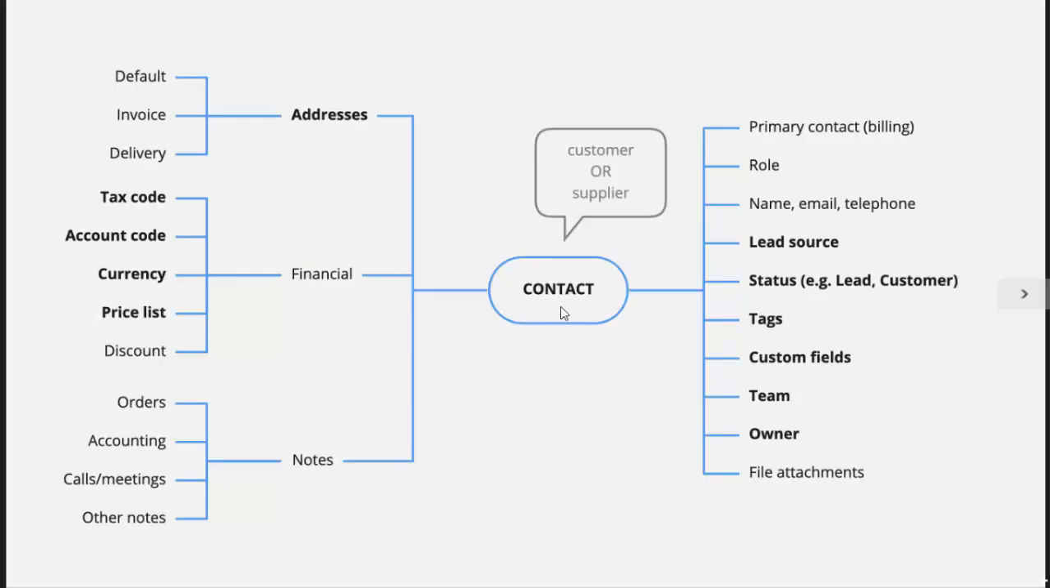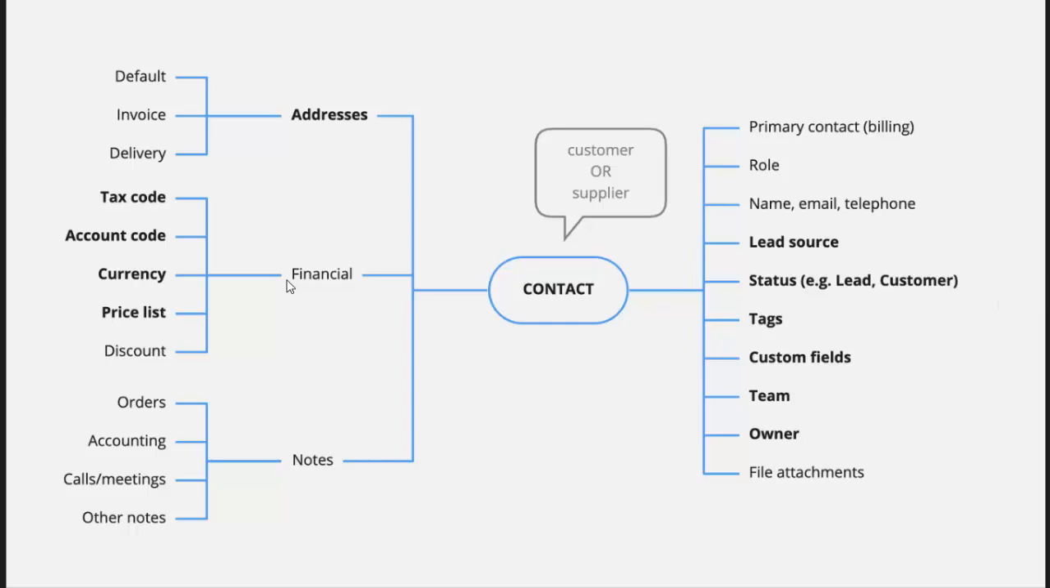Here's what a contact record looks like. A contact can have as many addresses as you like. You can choose one to be the default billing address and one to be the default shipping address. Both are inherited by orders created for this contact. Contact financial information is also used for orders created for this contact.